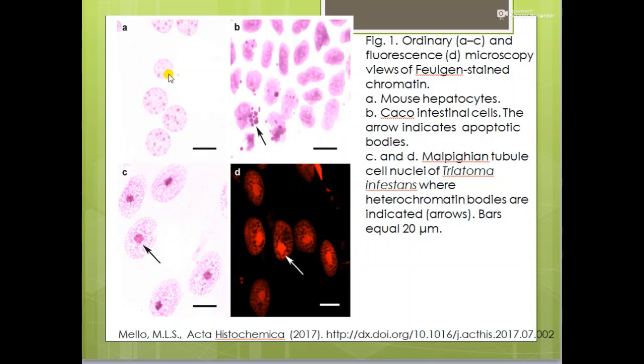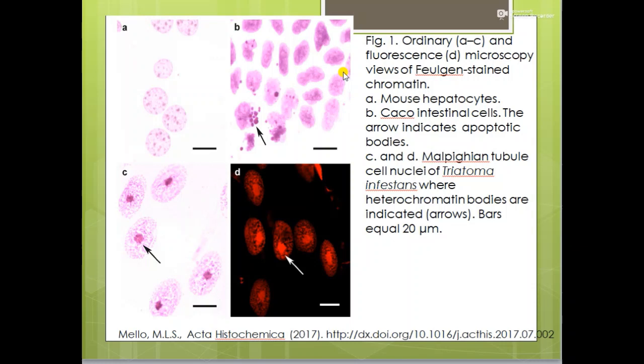Hepatocytes are liver cells. In the liver cells, background staining is not done in A, B and C. It's just the Feulgen staining alone, without counterstaining using a second dye. A is a mouse hepatocyte. You can see that where there is DNA, you get a purplish color.